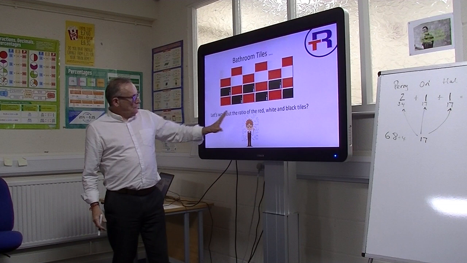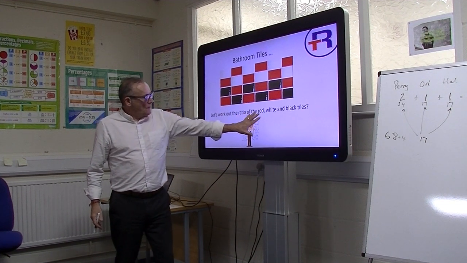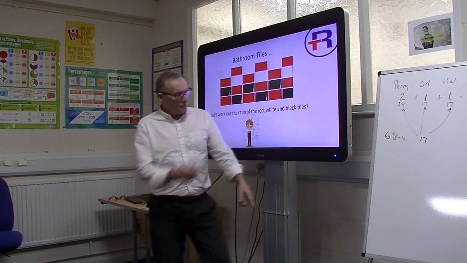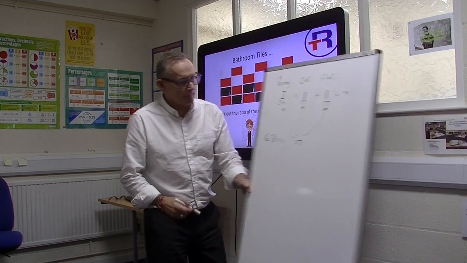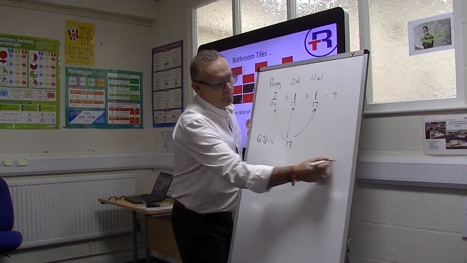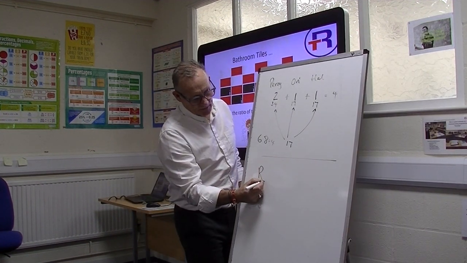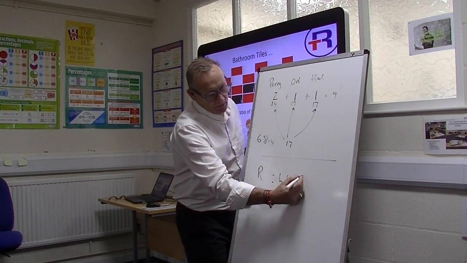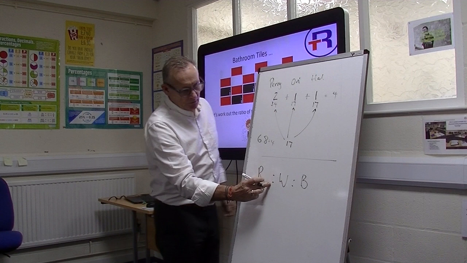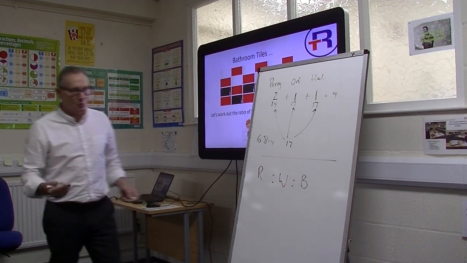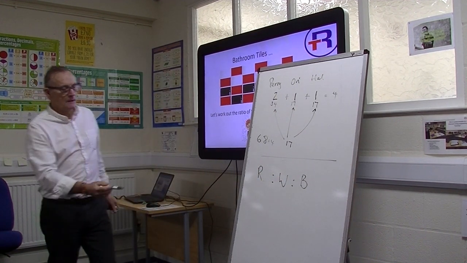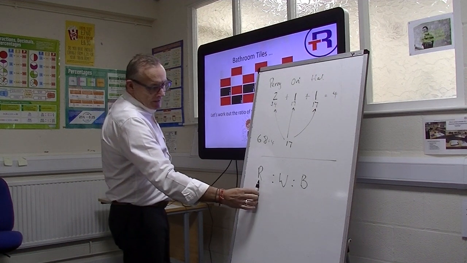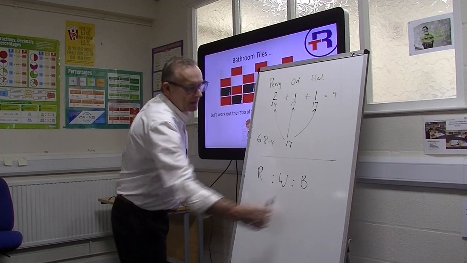So, the question says, let's work out the ratio of the red, the white and the black tiles. So what we have to do if we're working that out, we have to write that down in the same order. Red to white to black. And you put these 2 little dots in between, they symbolise 'to'. Not the number 2, but the word 'to'. So we're going to work out the ratio of red tiles to white tiles to black tiles.